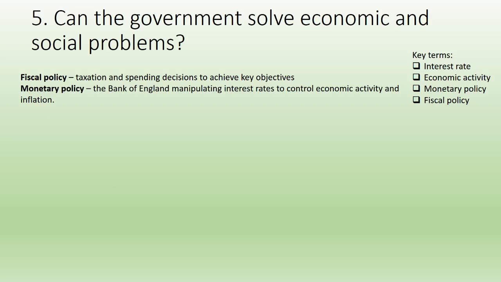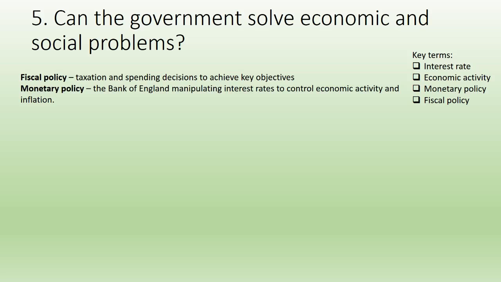Finally, on this section, what can the government do to solve economic and social problems? Well, the government can use two policy tools, either what we call fiscal policy, which is to do with taxation decisions and spending decisions. Taxation is a form of revenue for government. It's how they earn money. Income tax, VAT, national insurance, they're all taxes. Corporation tax on business. Government earns a lot of money from that. And then they spend that money in order to help achieve their objectives.